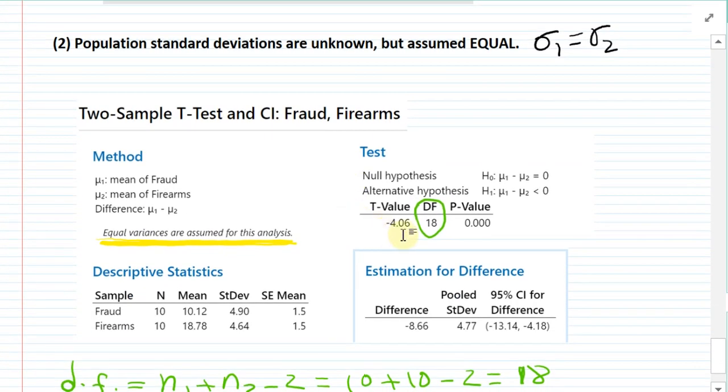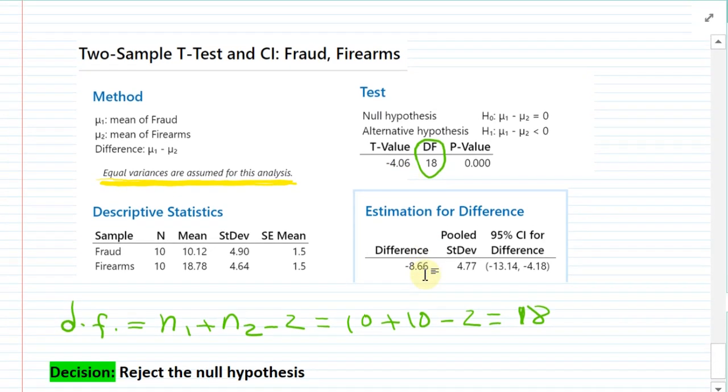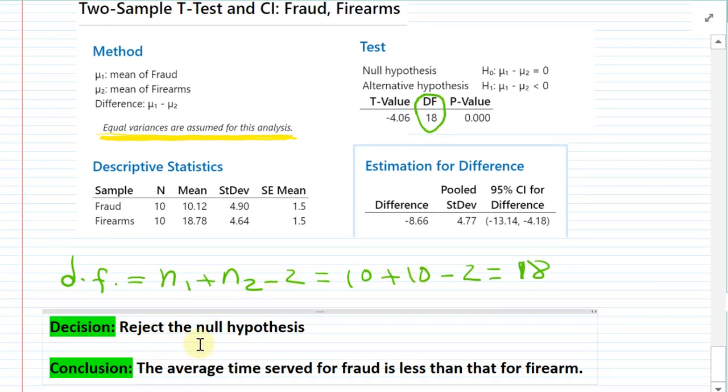-4.06. So the differences were not even notable here. But again, for most parts, personally, I always run a pooled t-test for problems of this type. Okay, so our decision is to reject the null hypothesis, and our conclusion is that on average, the time served for fraud is less than that for firearm offenses.